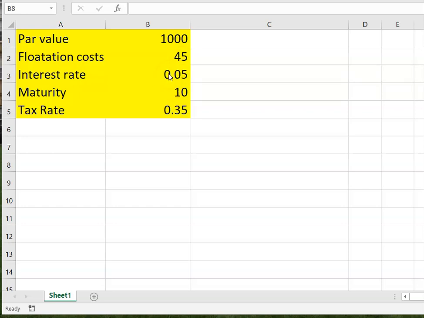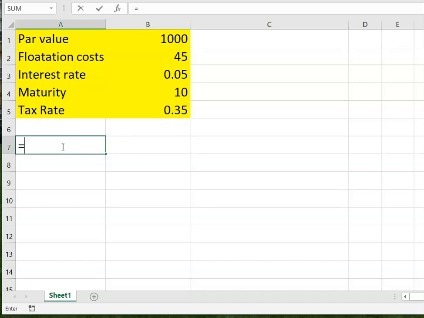The bonds that we issue, we need to pay 5%. In the slides, I showed $50, but that's 5%. And again, this is how you might see the problem stated. A 10-year maturity for the bond, and a corporate tax rate of 35%. Okay, now what? Well, let's calculate what our cost of capital is.